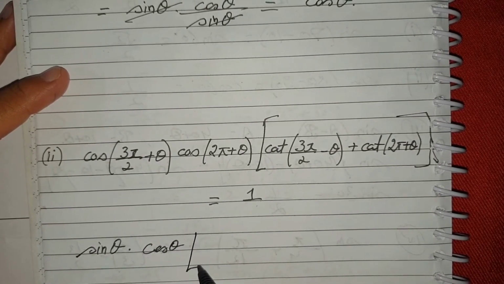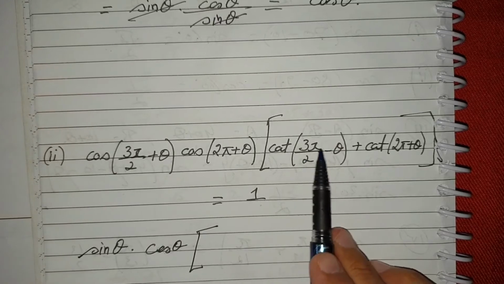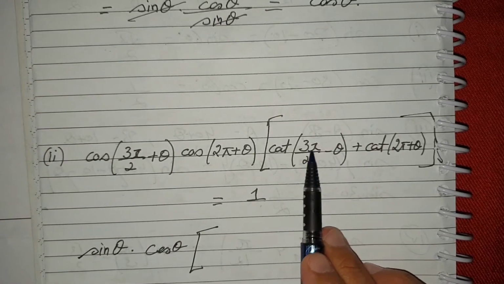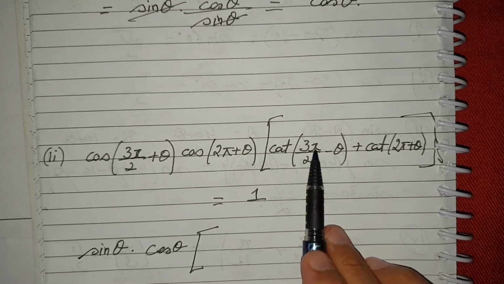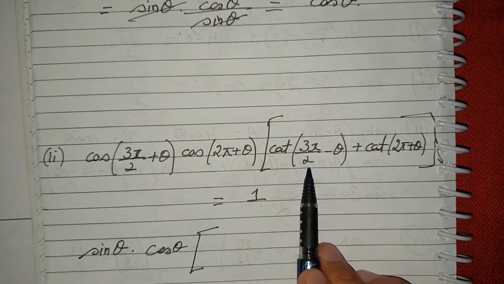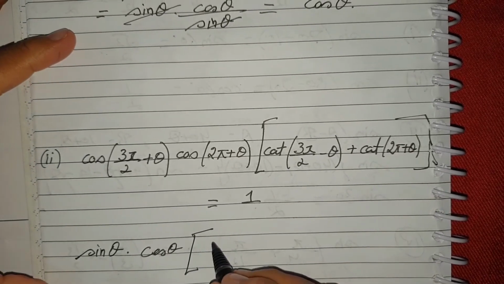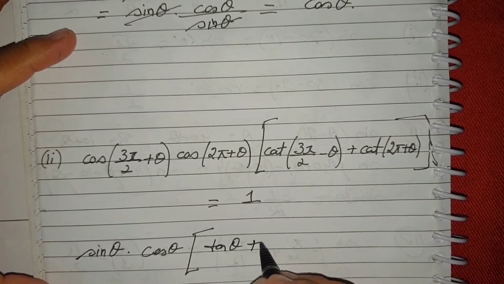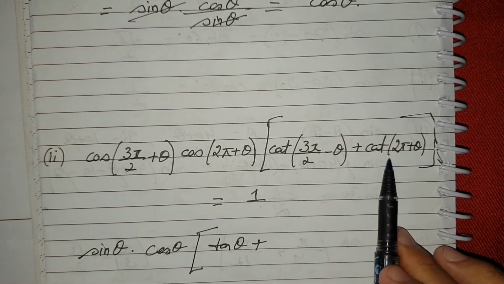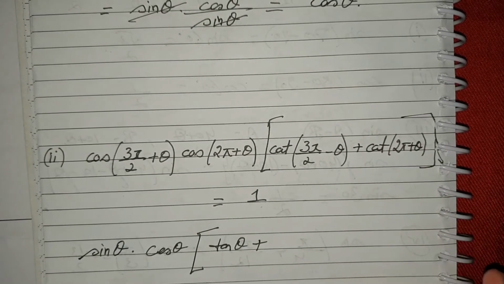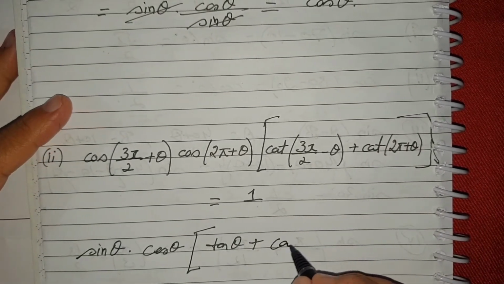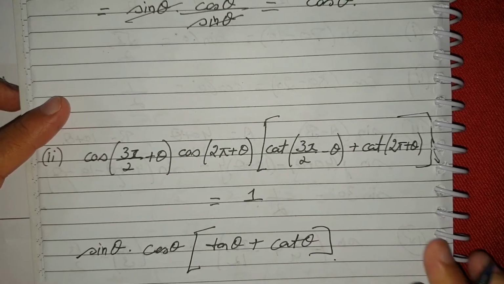Cos theta. Bracket. Cot 3 pi by 2 minus theta. 3 pi by 2 minus theta is in the third quadrant. 3 pi by 2, so this will change to tan. And tan is positive. So this is tan theta. Plus cot 2 pi plus theta. 2 pi plus theta is in the first quadrant. 2 pi, cot will not change. So cot theta. Now solve this.